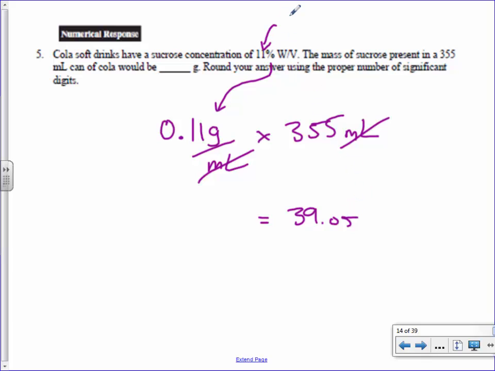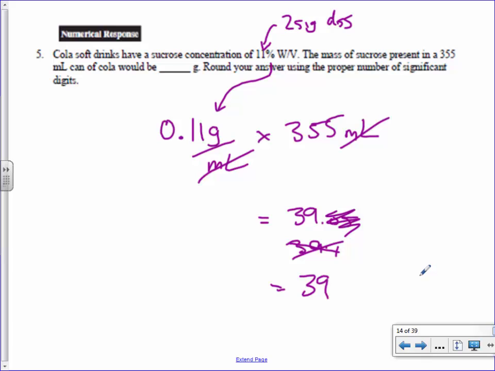The 11 right here means 2 sig digs. So if you tried to write out 39.1, you shouldn't have given yourself credit for that because you have the wrong number of sig digs. The right answer should have just been 39 because those 2 will come off the end.